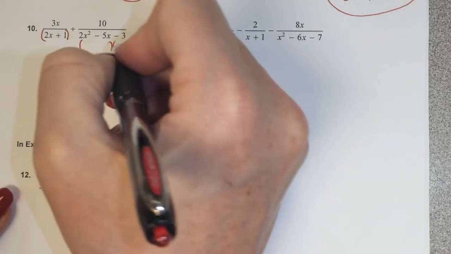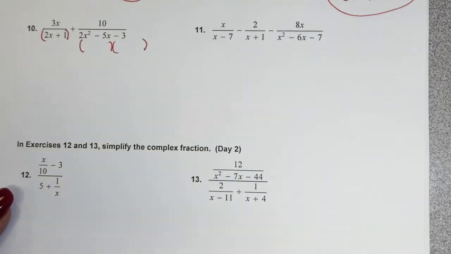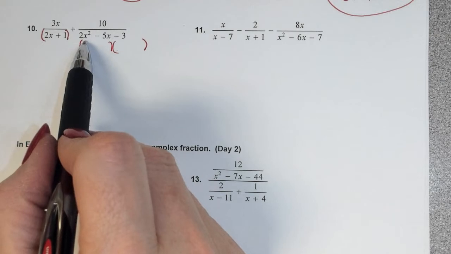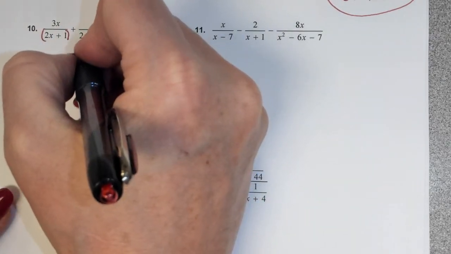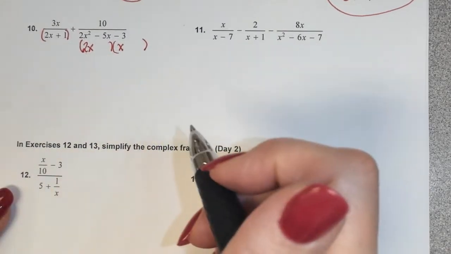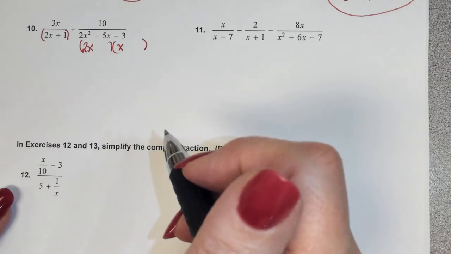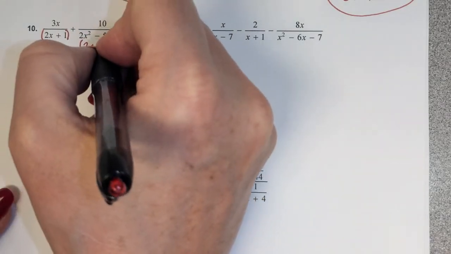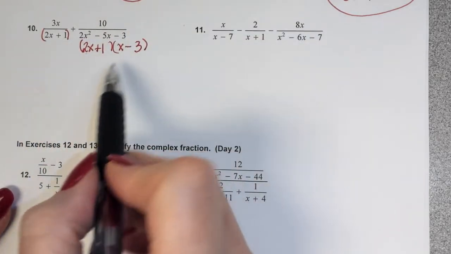That can't be right because something times something has to give me 2x squared. So it'd have to be 2x and x. Anybody think they can go from there? Ronnie? So the 1 and 3 made 3, obviously, and so it would be 2x plus 1 times x minus 3. Good. Okay, see how that works?